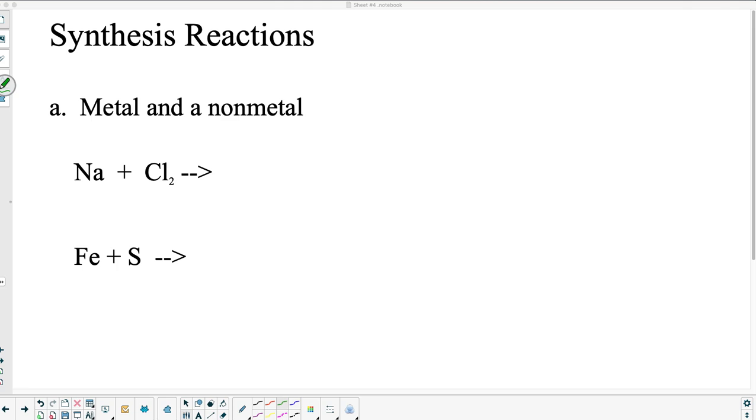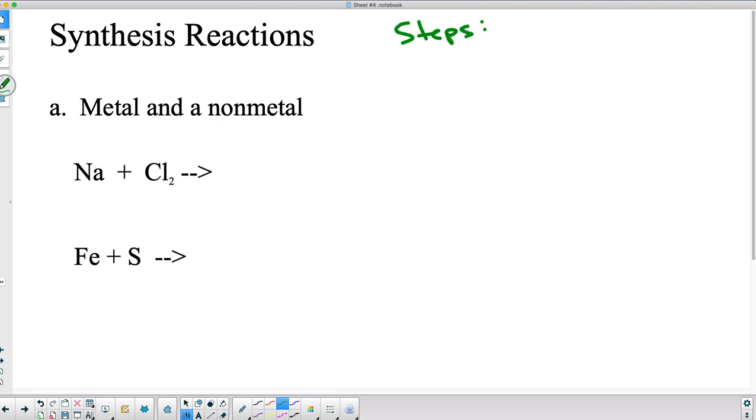Hey class, these are the notes that go along with sheet number 4 for synthesis reactions. I'm going to put some steps up here for writing products for synthesis reactions. The steps are actually pretty simple. You've seen them before. It all kind of works the same way.